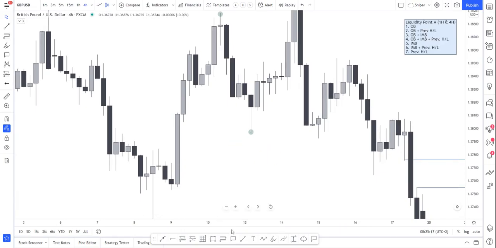Let's look at this example. You can see there's the low, there's the imbalance. You can see price reaches into it, doesn't need to go all the way in, it just reaches into it and carries on towards the upside.